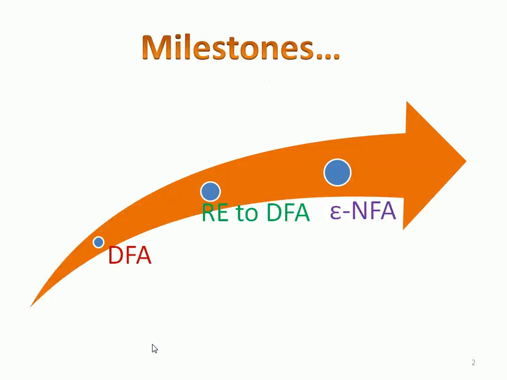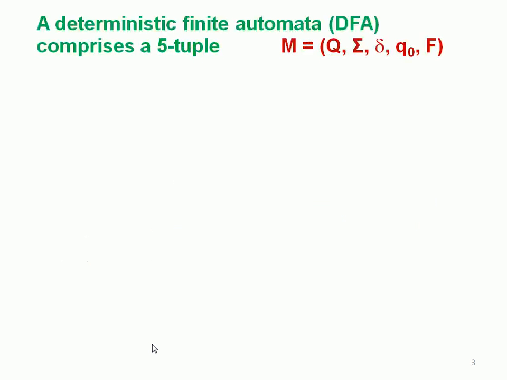Now we are going to discuss the topic called deterministic finite automata, and conversion of regular expression to deterministic finite automata, and the epsilon NFA and NFA, or non-deterministic finite automata. Right. So coming to the introduction, after the introduction, let us see how we can construct the deterministic finite automata, the architecture of the deterministic finite automata.